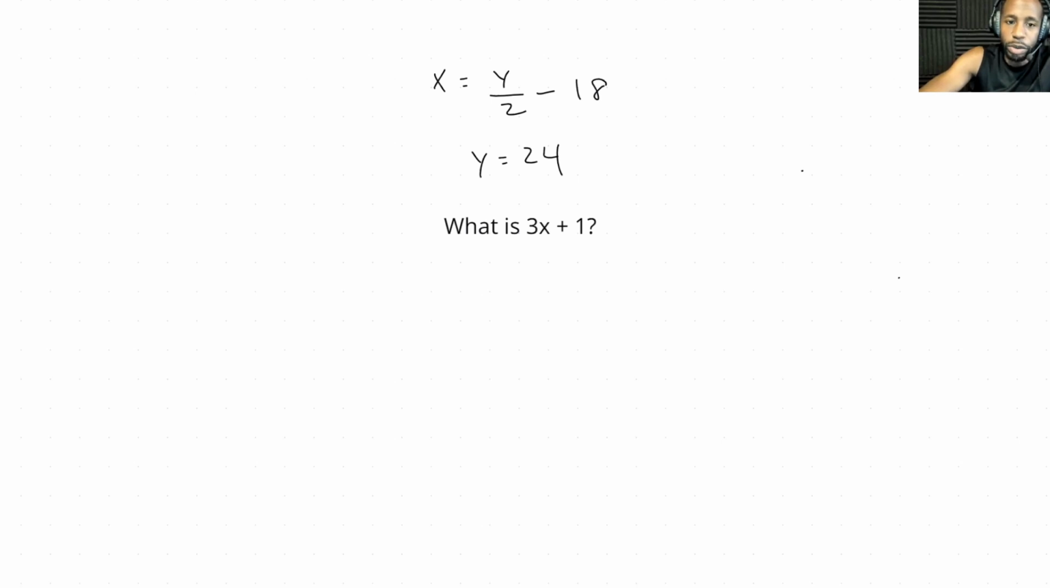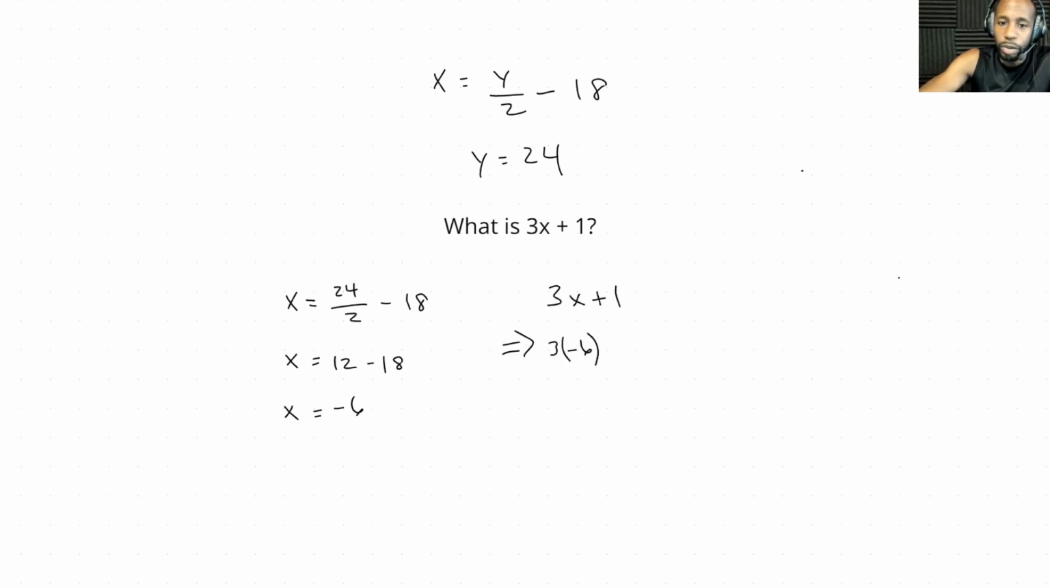So x is equal to y over 2, which is 24 over 2 minus 18. x is equal to 12 minus 18. So x is equal to negative 6. Okay. And so 3x plus 1, that is 3 times negative 6 plus 1, which is equal to negative 17.